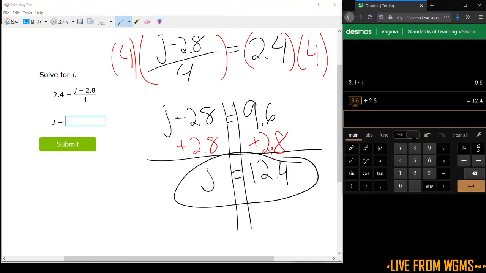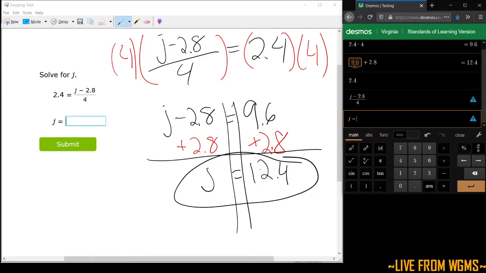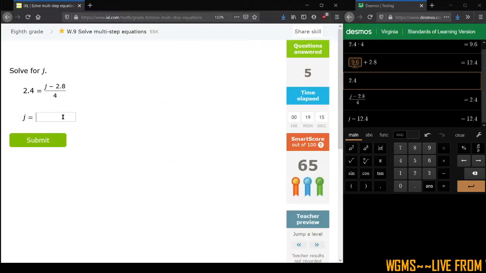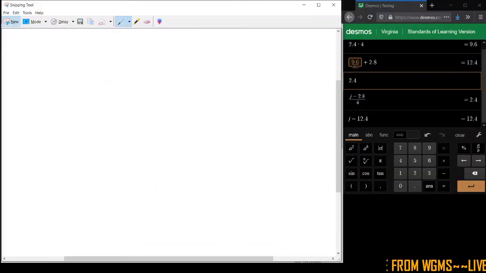And so I'm saying, does 2.4, is that equal to the fraction j minus 2.8 over 4 when j is equal to 12.4? And yes, again, since those two lines are the same value, we know we are good. So I'd say my answer for this one is 12.4. Cruising on through, still keeping my head up, that way I can see what is in the curve.